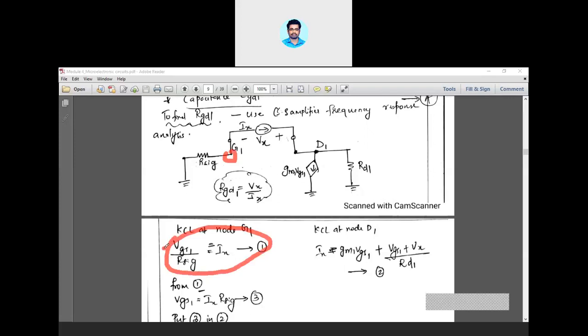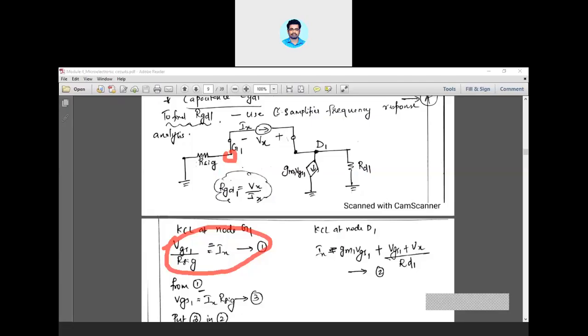So this equation you got by simply applying KCL at node G1. At node G1 you are not having any entering current, both the currents are leaving. Ix is leaving, and the current through Rsig is also leaving, which can be represented as Vgs1 by Rsig, plus Ix is 0. That Ix will come to the right side, so that will get you minus Ix.